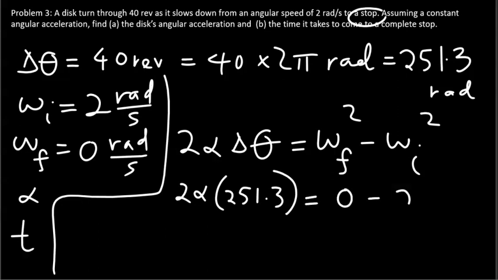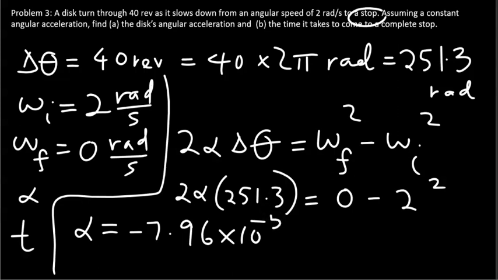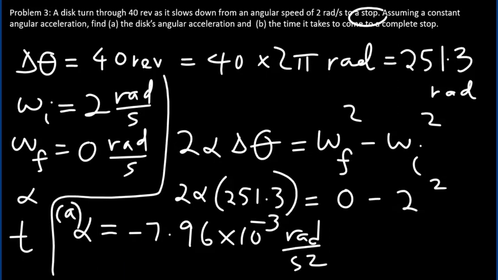Omega f is 0. Omega i is 2, so 2 squared. And you can solve for that constant angular acceleration, which will be minus 7.96 times 10 to the power minus 3 radian per second squared. Note the negative answer as we have anticipated earlier. So that's the answer for part A.